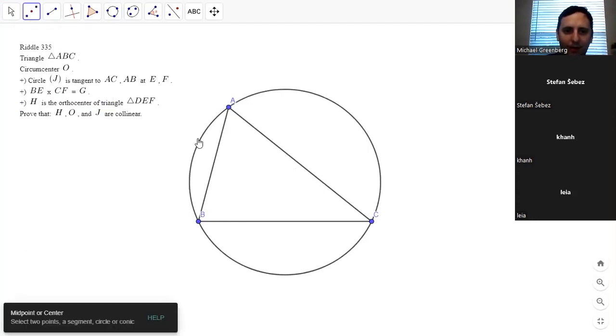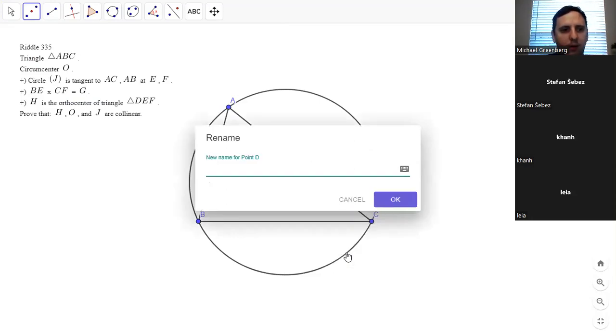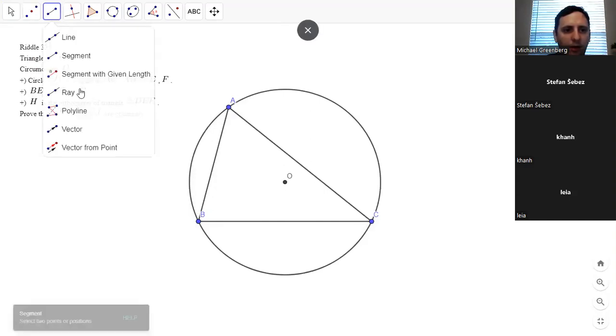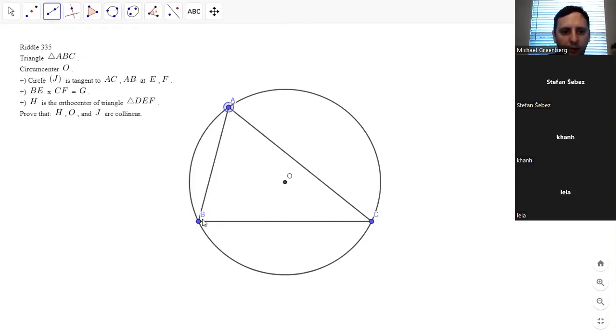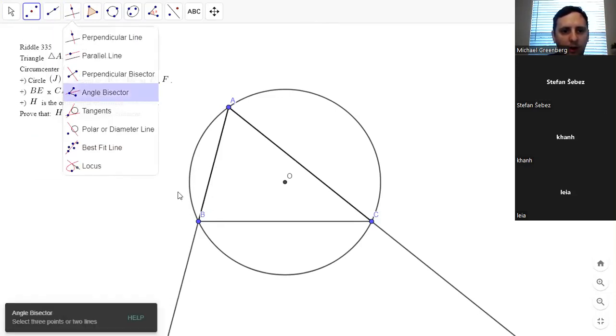But okay, so we have circumcenter O, and then we have a circle tangent to both AB and AC. So there can be more than one point for J. I mean, really, J can be any point on the angle bisector. So I'll draw that.